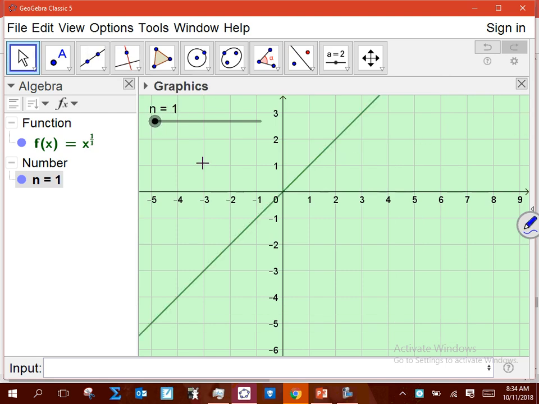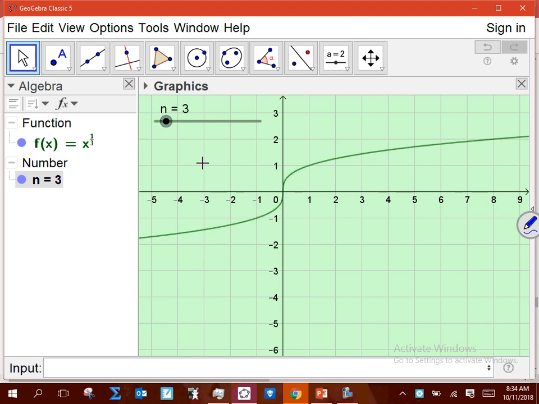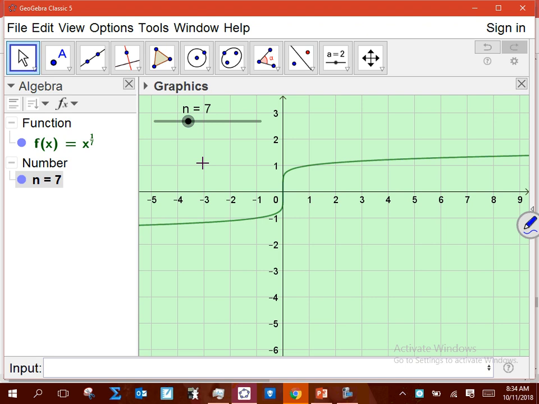Okay, so obviously there's y equals x or whatever. If I go to 3, there's the cube root, right? Fifth root, seventh root, ninth root. You see similar behaviors between all these odd ones.